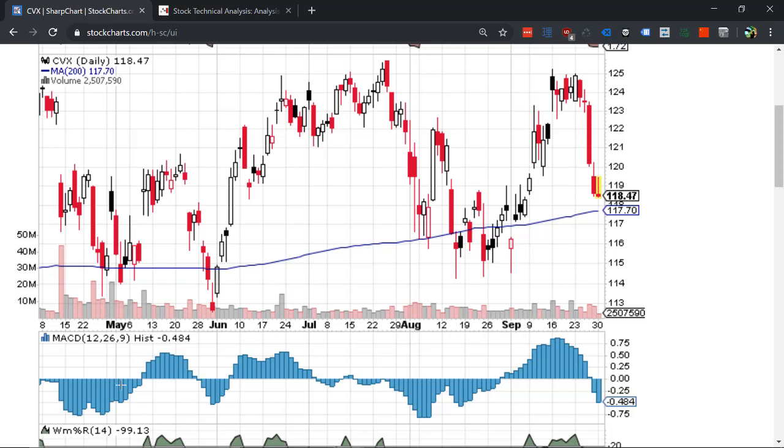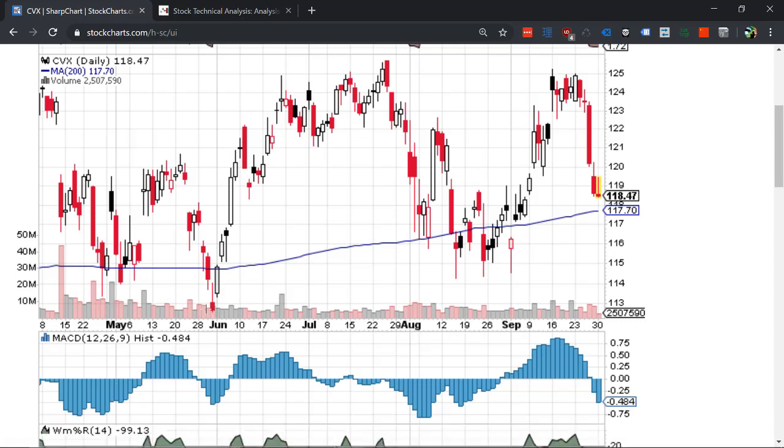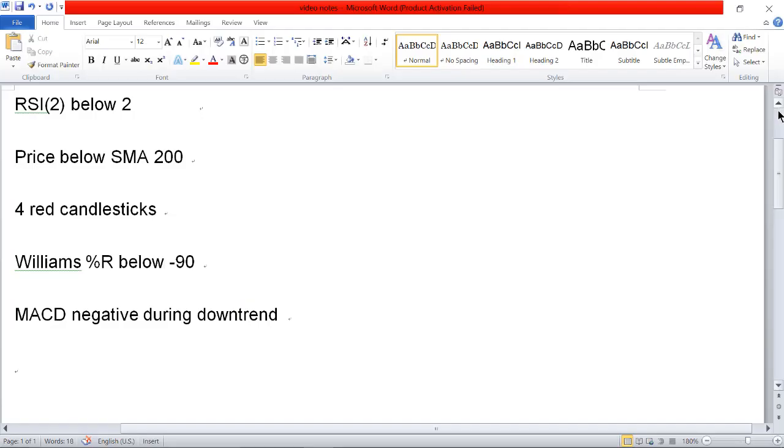Big reversal. If you're playing options, that is a lot of money right there. From here to here, that is a lot of money on a stock that's not very volatile. Then lastly, MACD. I think MACD is one of the most popular indicators, and generally it means momentum.